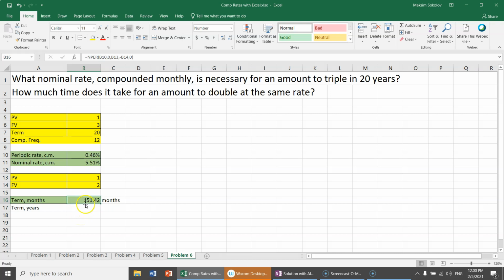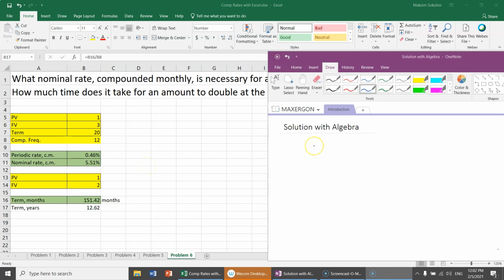151.42 months. Well, we need to convert it into years, so if I take the number of months here in cell B16 and divide by the number of periods in a year, here in B8, I'll obtain that the answer is 12.62 years approximately. So we can display the answer as 2 decimals, 12.62 years.